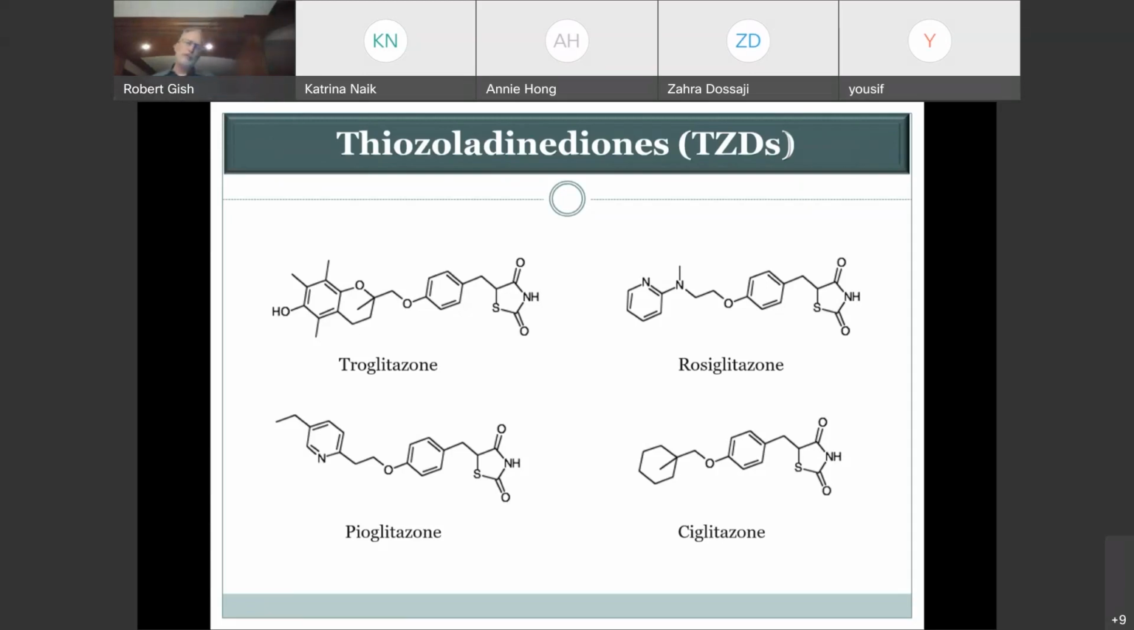And troglitazone, the top one that was here, actually made it onto the market. There was no signal in the first clinical trials, but the clinical trials in diabetes with troglitazone were quite small. As soon as it got into the public setting, within, I think, a year, there were 600 cases or something reported with a number of deaths and transplants.